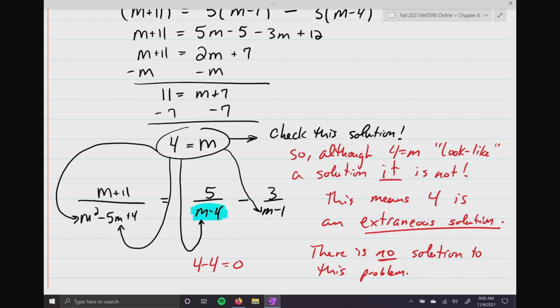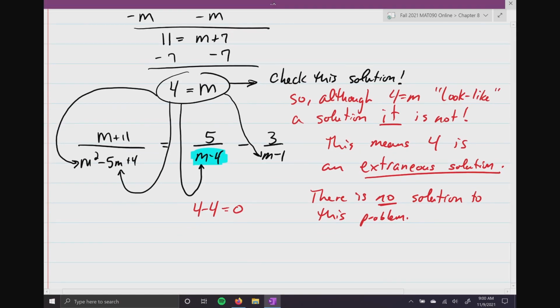The only way you're going to know if you have an extraneous solution or not is you have to check your solution no matter what. Because it looks like, it feels like, oh, this is great, we got an answer. But in reality, we didn't. Okay? Let's try another problem here. Let's see what happens here.